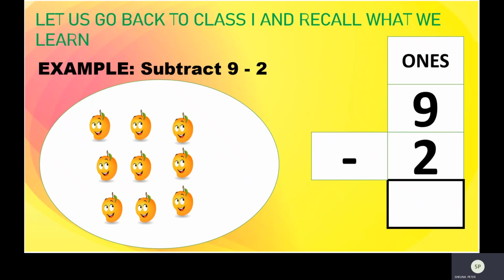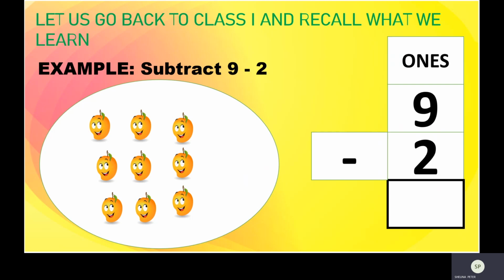Now let us go back to class 1 and recall what we learned in class 1. I have taken an example where you have to subtract 9 minus 2. So can you see this big circle over here? Let us count how many total mangoes are there. 1, 2, 3, 4, 5, 6, 7, 8 and 9. So we have 9 mangoes inside this circle. And we have to subtract 2 mangoes from these 9 mangoes.